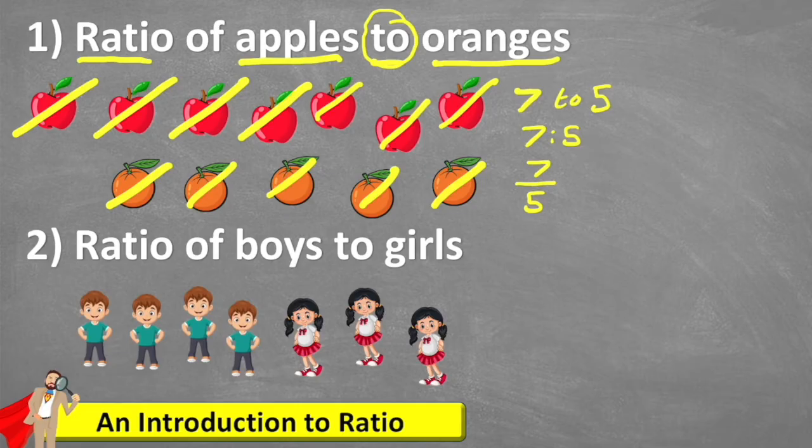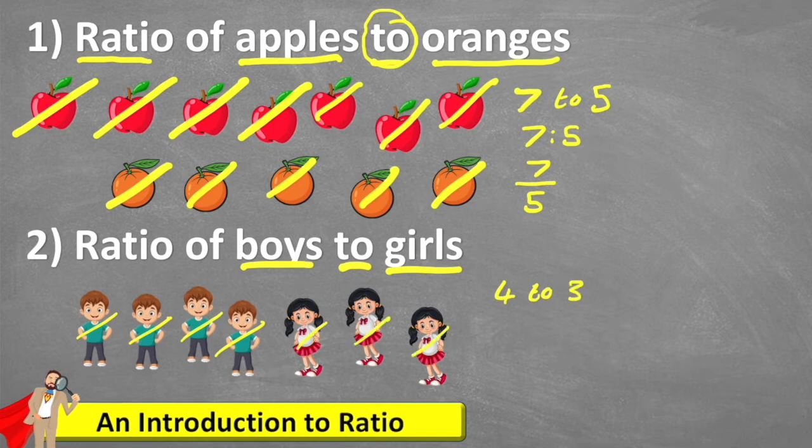Okay, so let's have a look at this second example. This one says the ratio of boys to girls. So again, I'm going to look at the 3 different ways that I can show this. And I can see that I have 1, 2, 3, 4 boys. So I have 4 to how many girls? 1, 2, 3. So I could show it 4 to 3, or I could put 4 colon 3, or I could write 4 over 3.